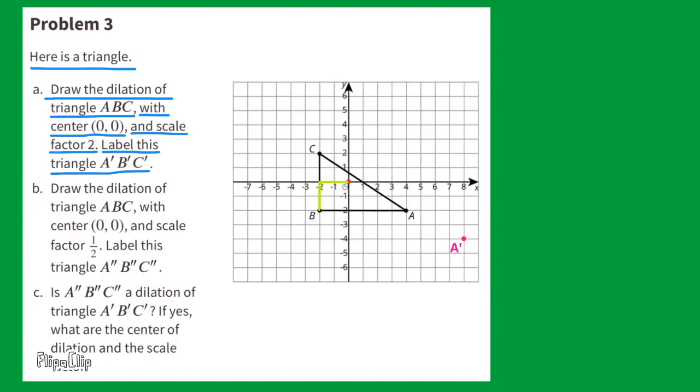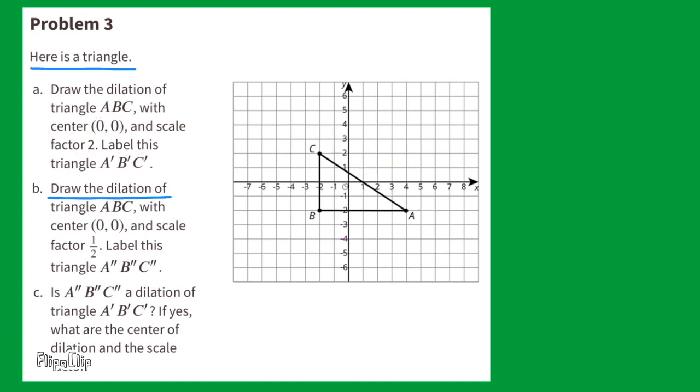2 to the left and 2 down. 2 to the left and 2 down, and you found the location for B prime. 2 to the left and 2 up. 2 to the left and 2 up, and you found the location for C prime. Now connect the dots and you can see the triangle for A prime, B prime, C prime, with center point 0, 0 and a scale factor of 2.